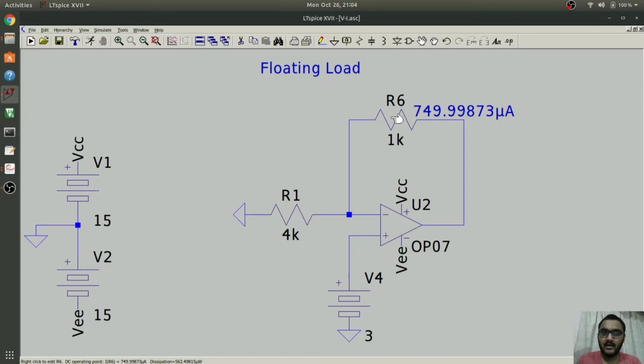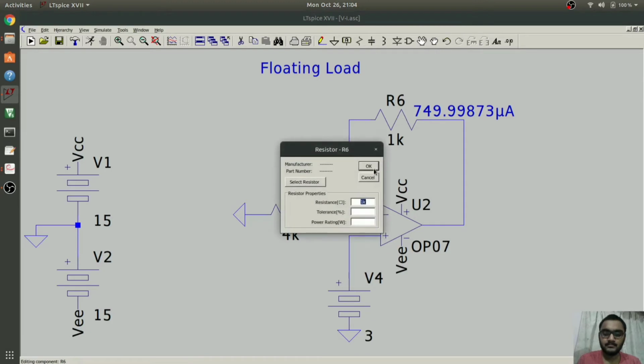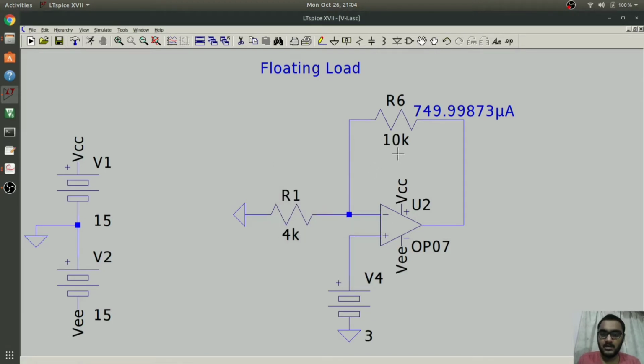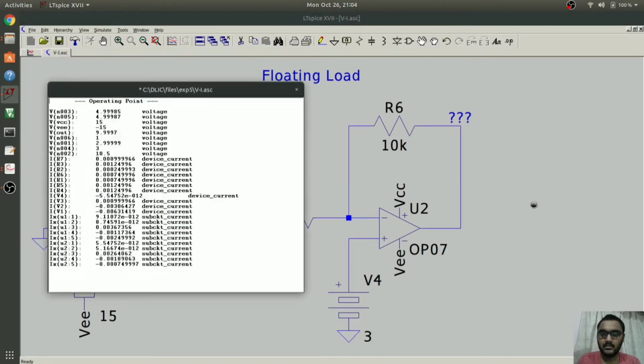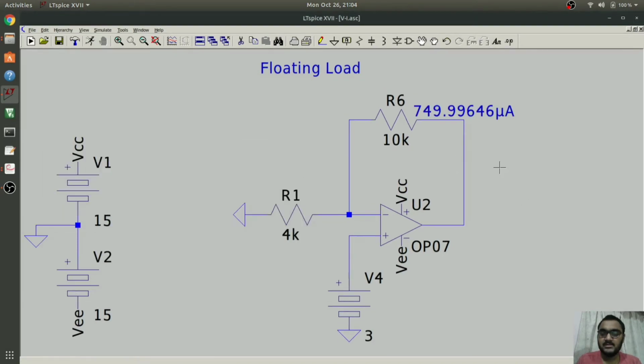Now to verify, let's change the value of our load resistance. So now I've made the value 10k. Again run the schematic. This means that even if we change the value of our load resistance, the current flowing through our load resistance remains the same.